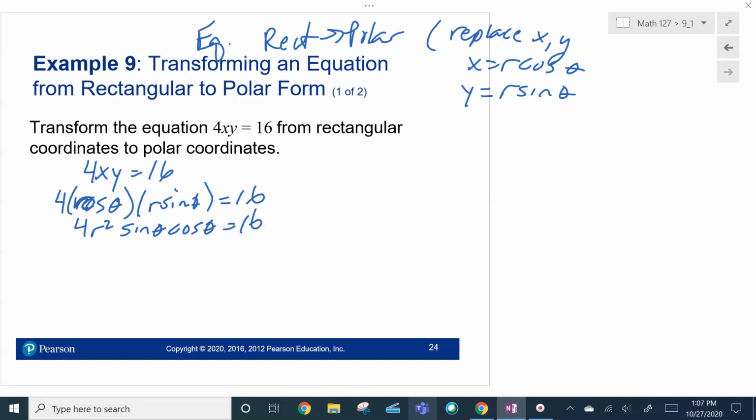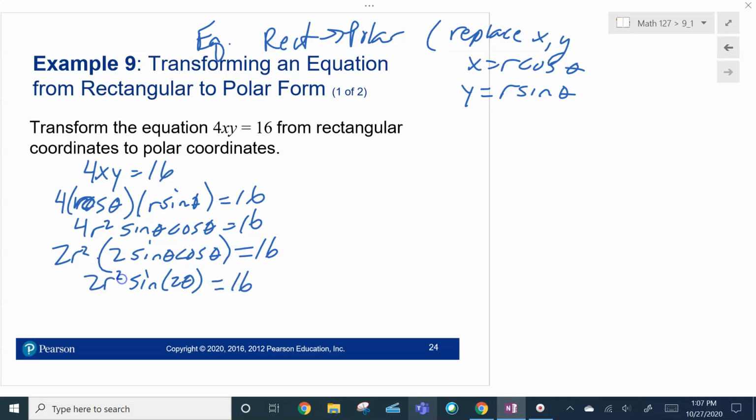Now I'm going to be a little creative here for a second. I'm going to write this 4 as 2 times 2. So I have 2r squared, and I'm going to put that 2 right here in front of the sine theta cosine theta. The reason is, I remember my double angle formula: 2 sine theta cosine theta is the same as sine of 2 theta. So I can simplify that, and then I've got 2r squared sine of 2 theta equals 16. Notice everything is in terms of r and theta. We just went from rectangular to polar coordinates.